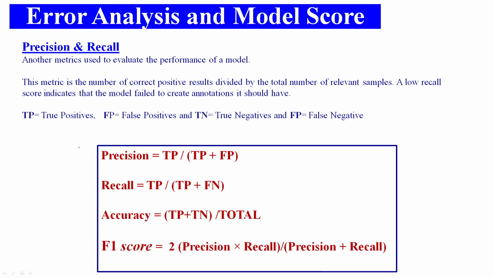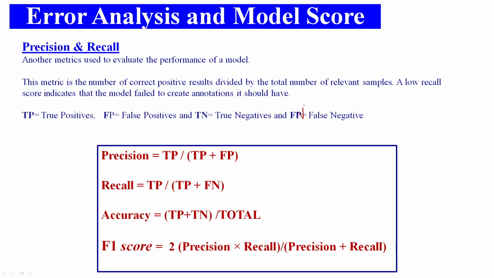If I define TP as true positives, FP as false positives, TN as true negatives, and FN as false negatives, then precision is nothing but true positives divided by the total number of positive predictions, that is true positives plus false positives. You can predict both actually.